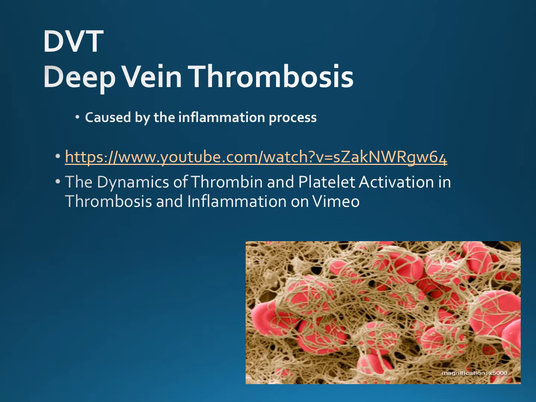Venous thrombosis is also associated with an inflammatory process. When a thrombus develops, inflammation occurs around the clot, thickening the vessel wall. This video shows how inflammation promotes the process of thrombus formation.